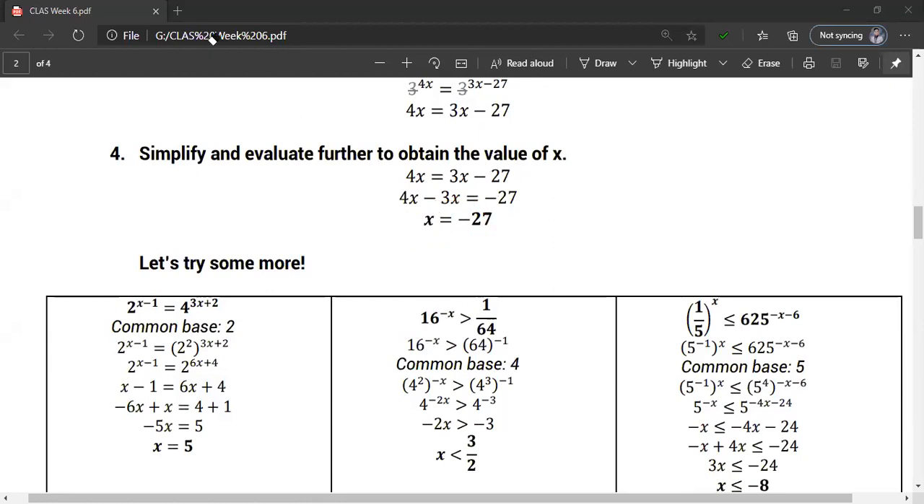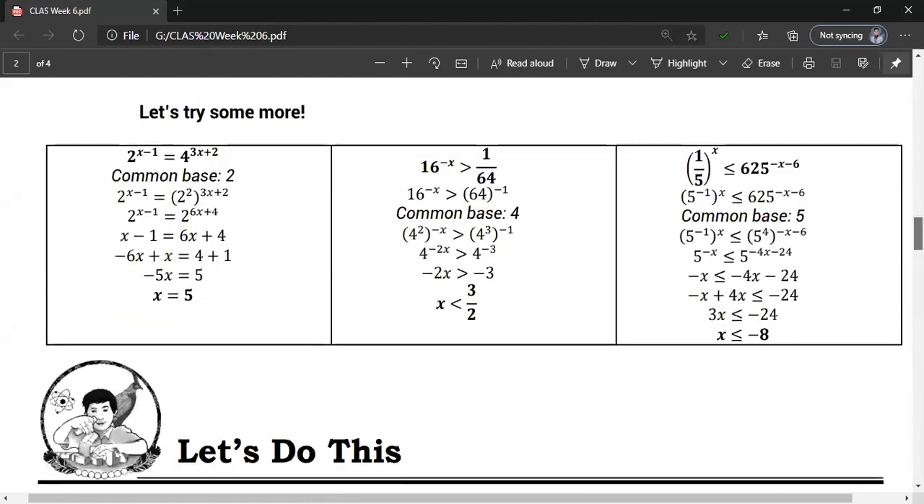Okay? So yun po. Ngayon po class, sige, I give you time to look at these examples. Okay, to process these examples. And then later on, I will give you siguro 2 to 3 examples of exponential equation and inequality.